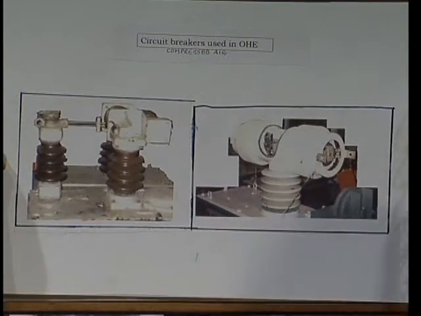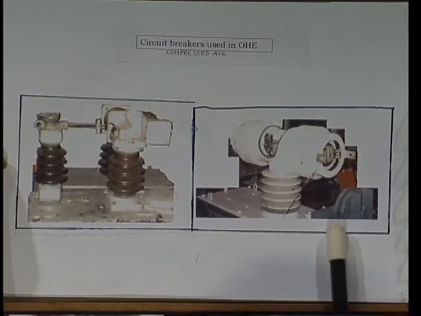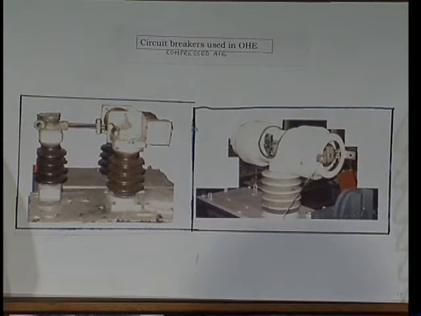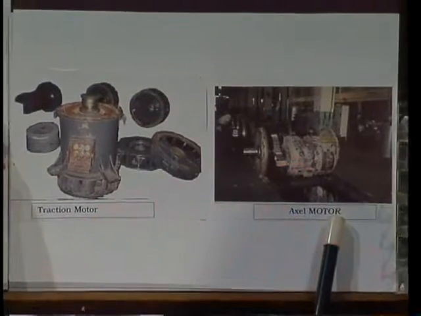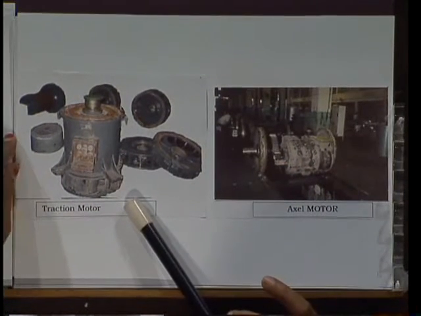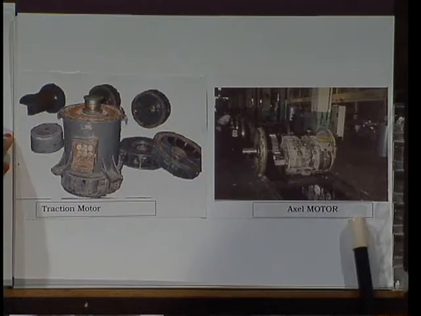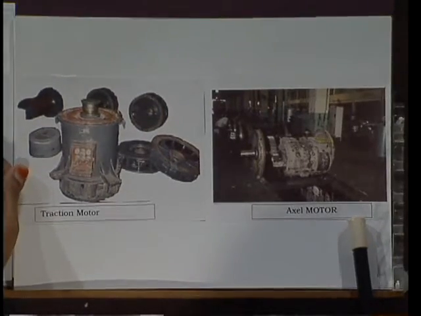The next is the circuit breakers used in overhead equipment. These are the two circuit breakers which are used in overhead equipment. They use compressed air. Next is the diagram of the different traction motors. This is a traction motor. This is the axle motor employed in the locomotives. Now we will just have a look at the traction substation.